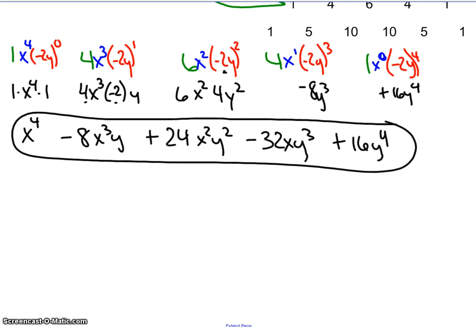And done. So yes, it's a little bit of work once in a while in terms of getting your triangle set up and getting your exponents, but it's a lot easier, I think, than multiplying. In the next video, we're going to look at yet another method we can use to multiply these out a little quicker.